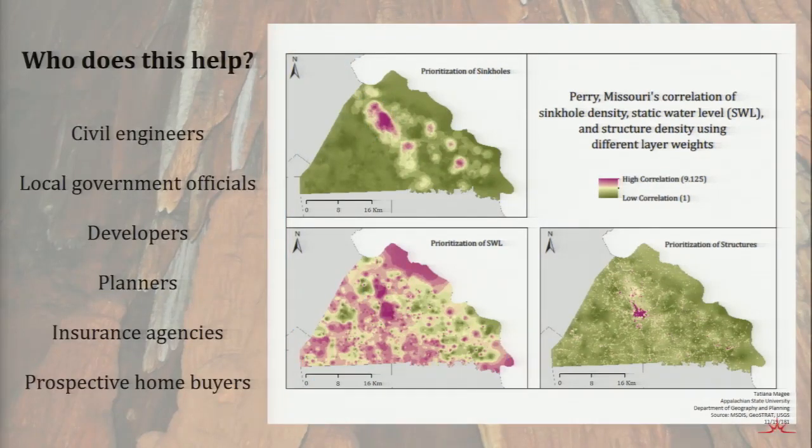Who does this help? This can help civil engineers, local government officials, developers, planners, insurance agencies, and prospective home buyers. Also, it can help the city of Perryville itself. If it is to grow and produce sprawl, it probably does not want to go northeast if there's going to be a lot of sinkholes.